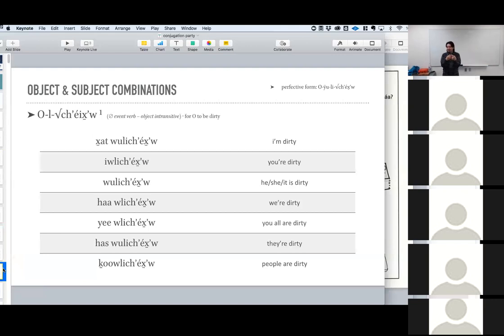And then we see that when k meets the perfective, you're always going to get the underlined K-O-O-W, like Kudziti was born, Kudziti exists. Kushechech.